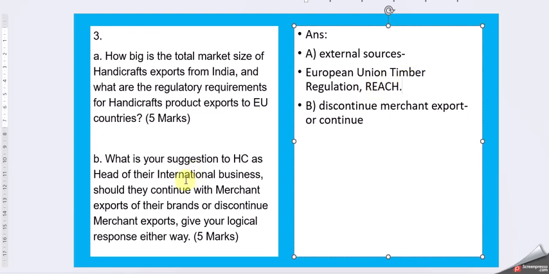The second one is again asking for your opinion, whether you want to go ahead with the merchant export of the brand or discontinue it. You can support either continuing or discontinuing merchant export with your information. If you continue, what are the disadvantages? If you discontinue, what are the advantages? So you have a bit of work to do here. Do a little research and then come back with answers. Okay. Thank you so much.